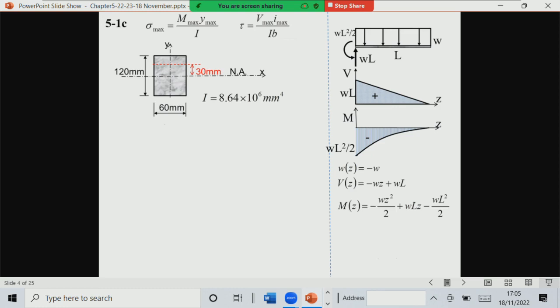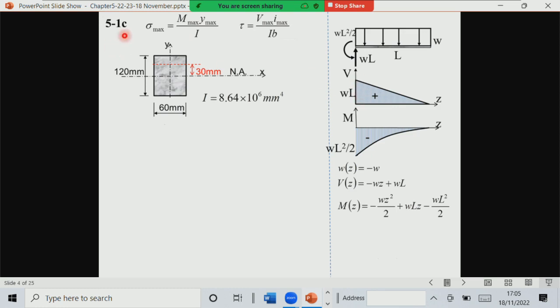And if you have any questions, you can ask. As I said, the solutions are already online. The three requirements for each part of question 1 are finding the maximum normal stress applied to the cross-section, the maximum shear stress applied, and also the maximum deflection for each case.